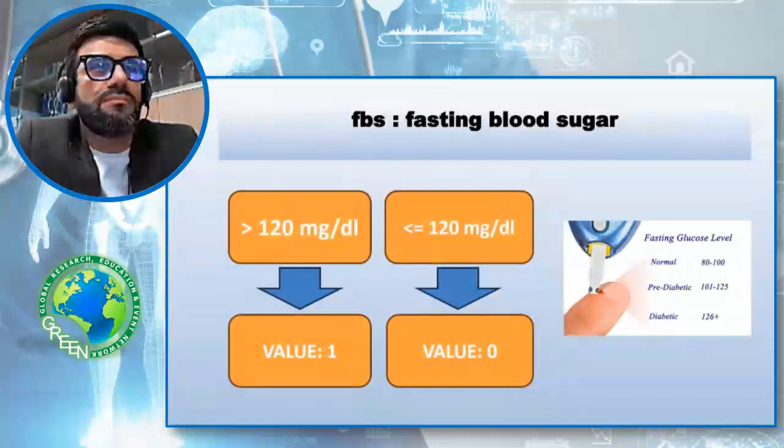The next parameter is FBS, an abbreviation of fasting blood sugar. It is measured in milligrams per deciliter, and it is classified into two major values. If the value is greater than 120 milligrams per deciliter, the value is 1. And if the attribute is lower than 120 milligrams per deciliter, the value is 0.